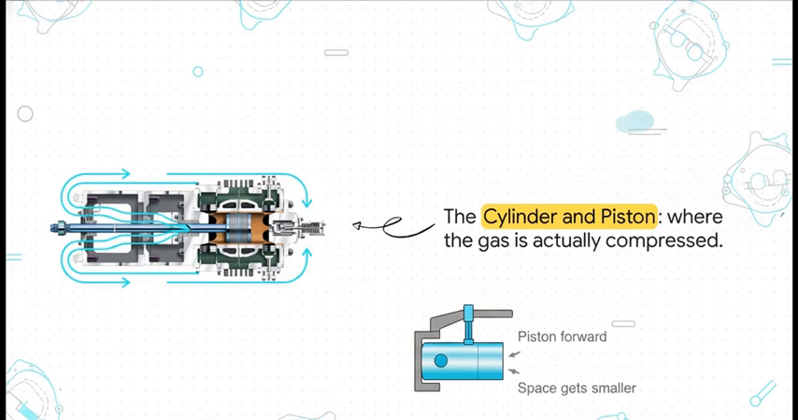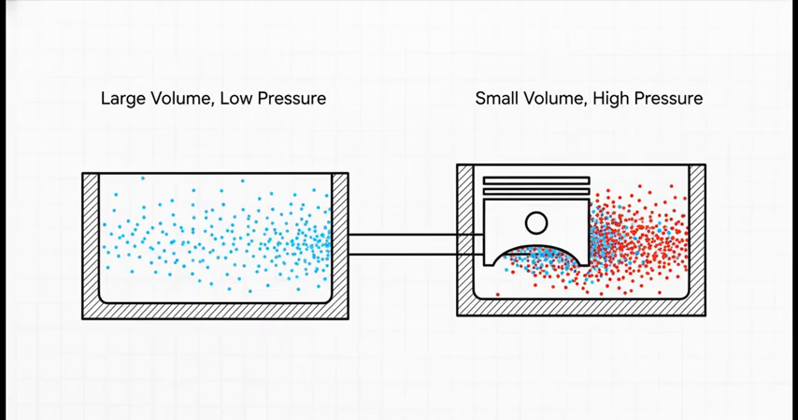As the piston moves forward, the space inside that cylinder gets smaller and smaller. And that's really the core action of the whole machine. That back and forth reciprocating movement of the piston inside the fixed cylinder is what physically shrinks the volume of the gas, which forces its pressure to go way up. It's a simple concept, but it's incredibly powerful.